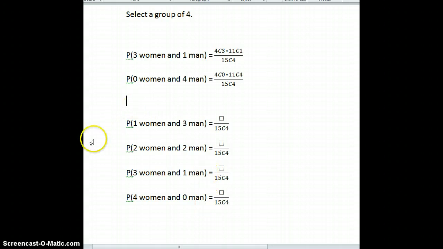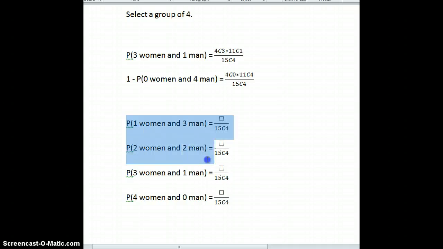Or what's the only other option for at least 1 woman? Or sorry, what's the only other option for the cabinet? Well, we've done 1 woman, 2 women, 3 women, 4 women. The only other option is 0 women. So if you just did 1 minus that, then what you'll have is the same thing as doing all 4 of these and adding them together.